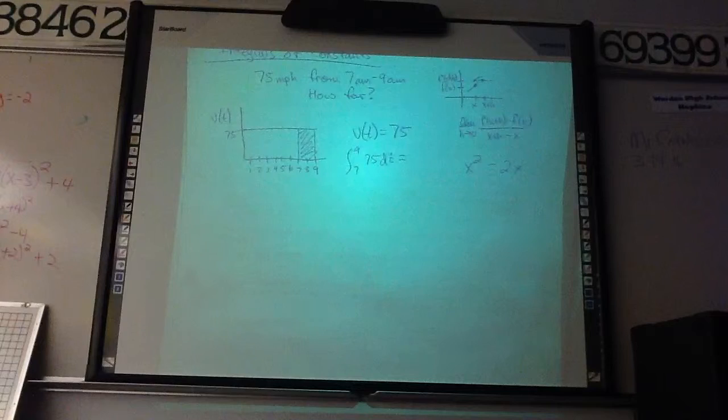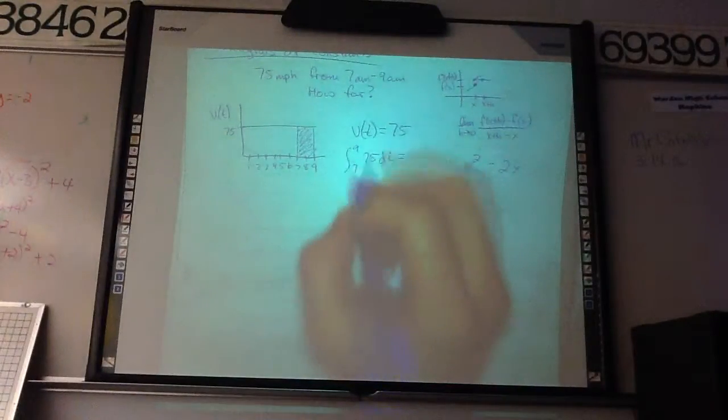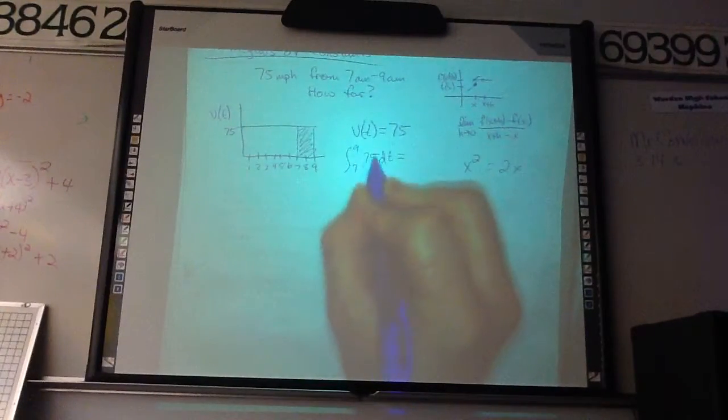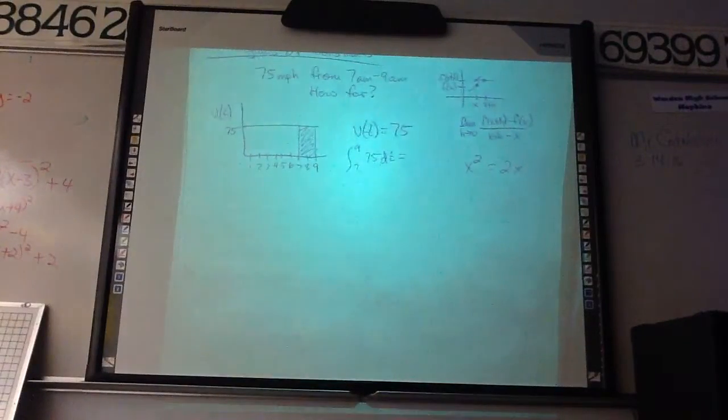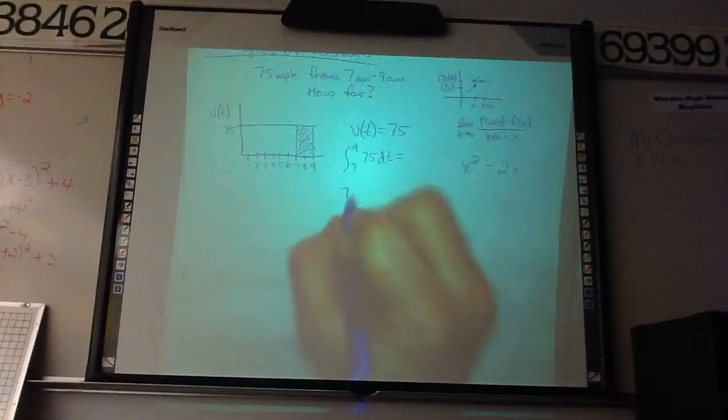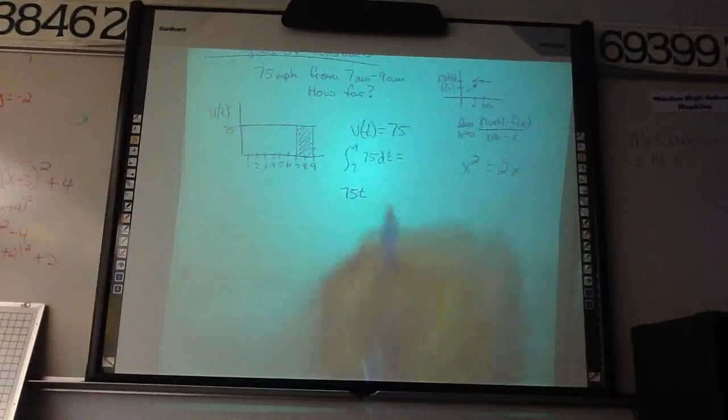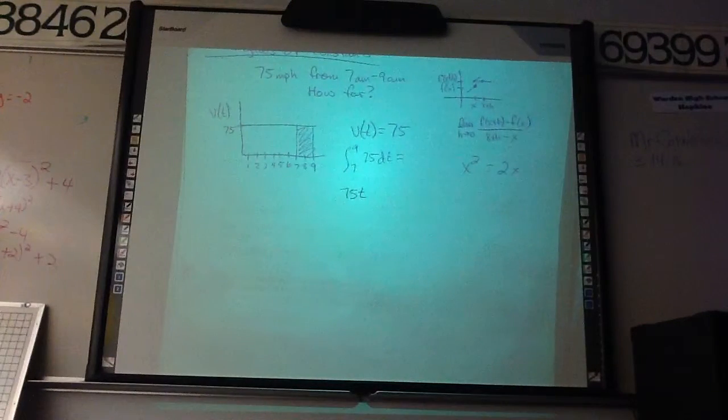Okay. So integrals, we could talk about why this works, or I could just tell you. Integrals are antiderivatives. It's going backwards. So when you do this, what is the antiderivative of the function 75? 75x, or t, or whatever you're using, right? So you do 75t, that's my antiderivative. You don't have to worry about the plus c.